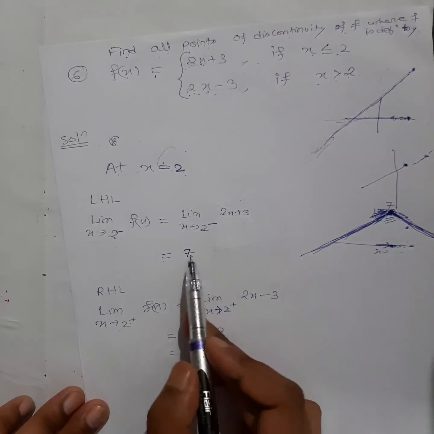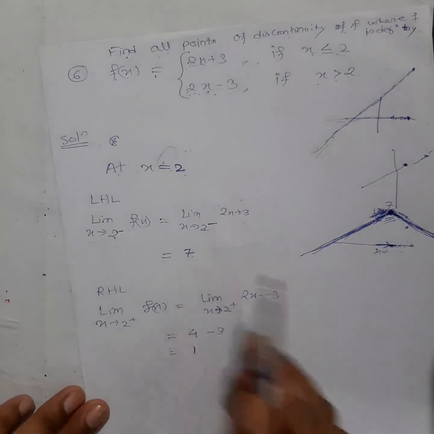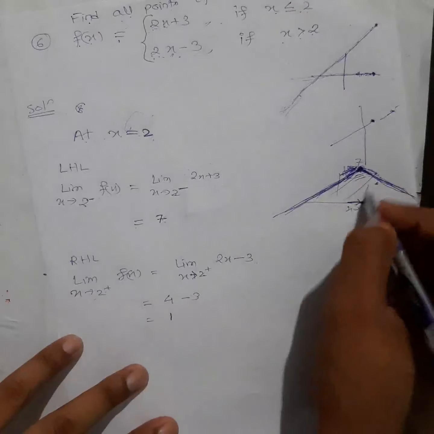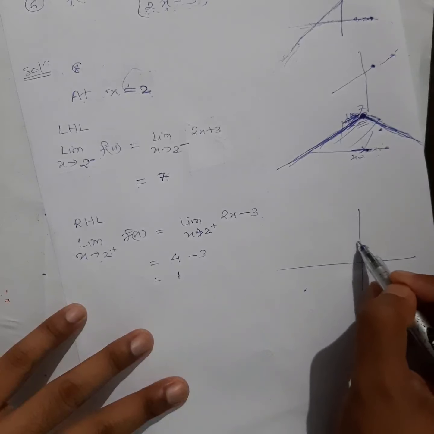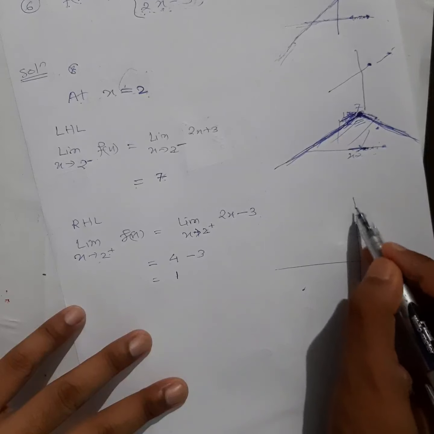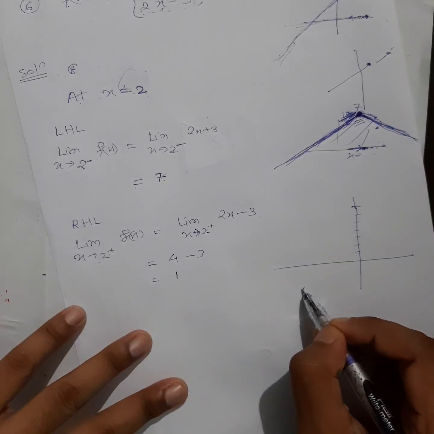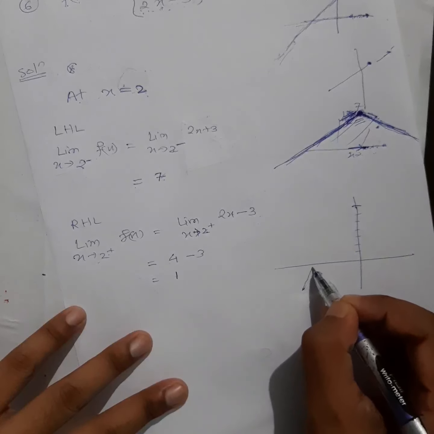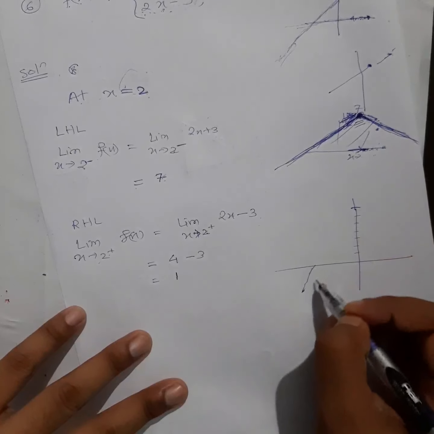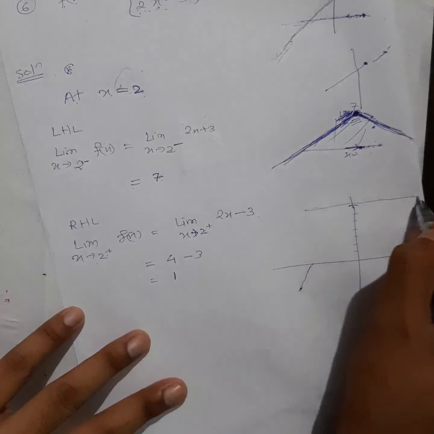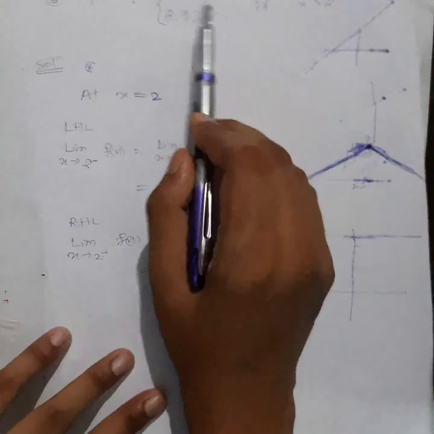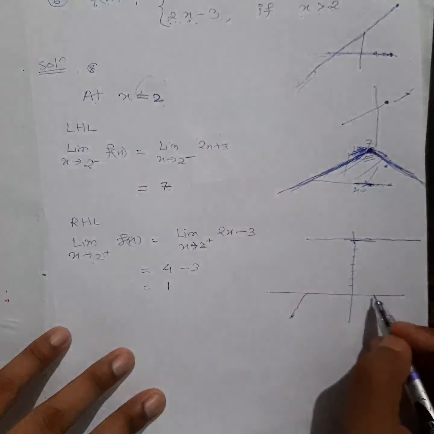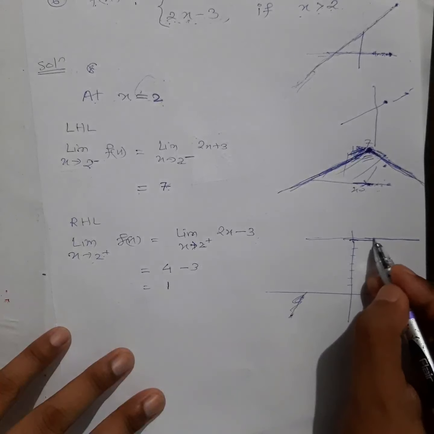Now you see, are they equal? Obviously not. Means the graph is something like this. This is approaching 7, suppose 1, 2, 3, 4, 5, 6, 7. From left, the graph is approaching towards 7 like this. This is the 7 line, right? Something like this. When I take x equal to 2, what did you get? 1, 2. So the graph is like this.